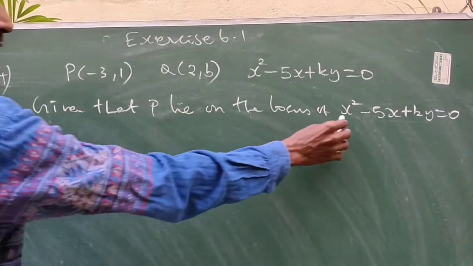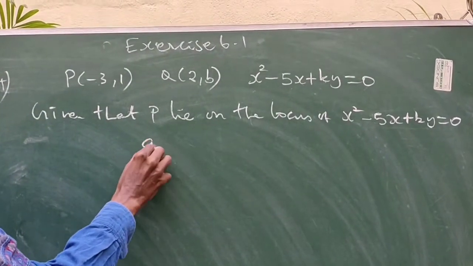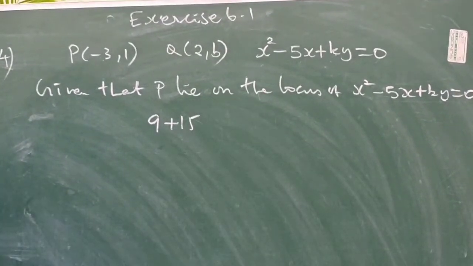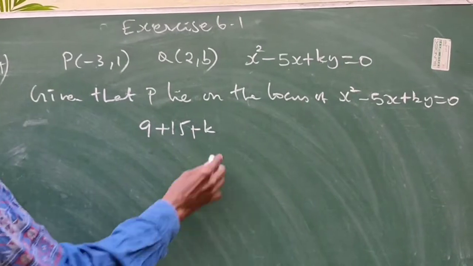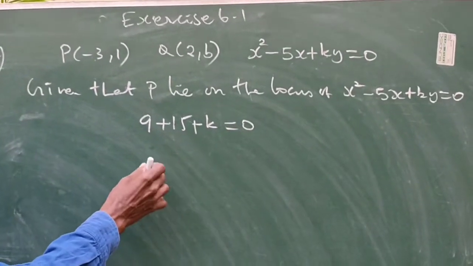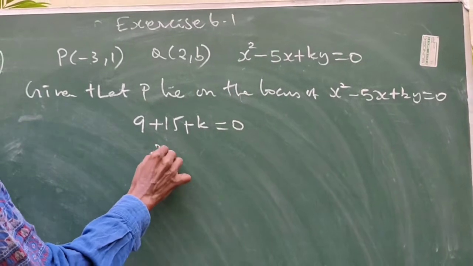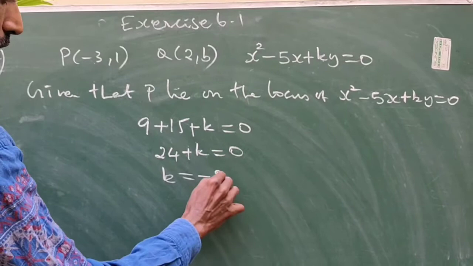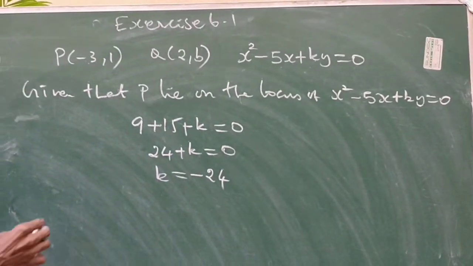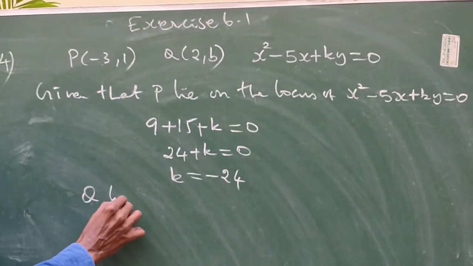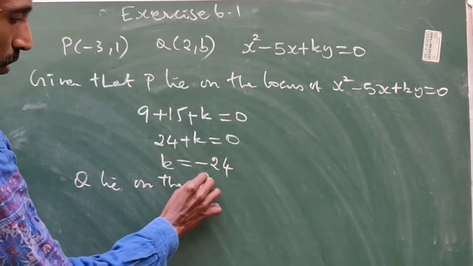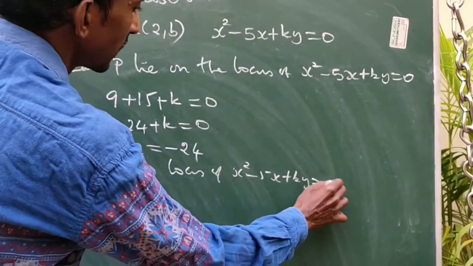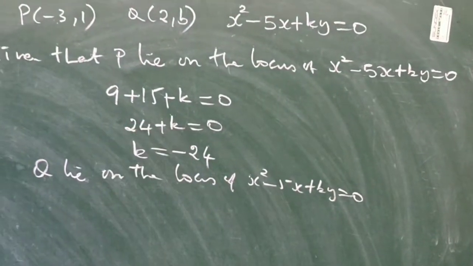So minus 3 the whole square, that is 9, minus 5 into minus 3, plus 15, plus k into 1 equal to 0. So what is that? 24 plus k equal to 0, k equal to minus 24. The first one is over. The second one, similarly, Q lies on the locus of x square minus 5x plus ky equal to 0. Again it satisfies the given equation. Already we found the value of k.